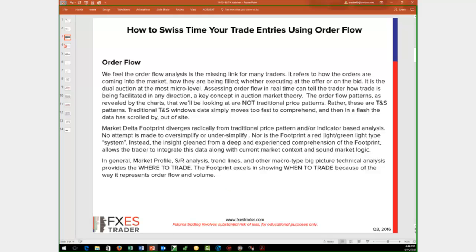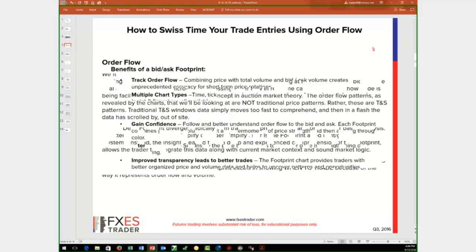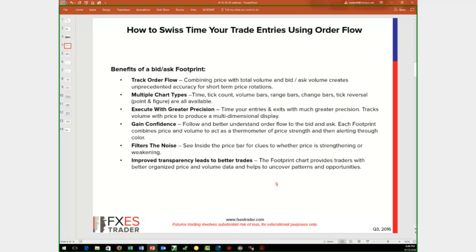Next slide is the benefits. So you may have seen some of this before, but it tracks order flow. Being able to execute with greater precision, I think, goes without saying. So your timing entries and exits. Obviously, it gives you confidence. It helps you filter the noise, which I think is important, and it leads to improved transparency, especially the volume imbalance indicator that I'm going to show you as well.